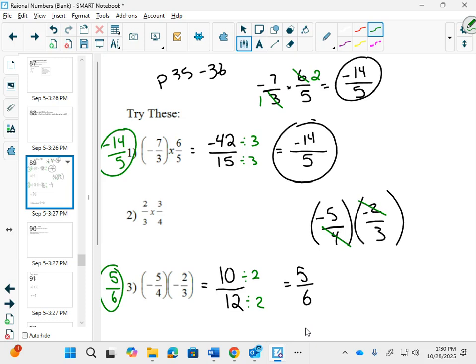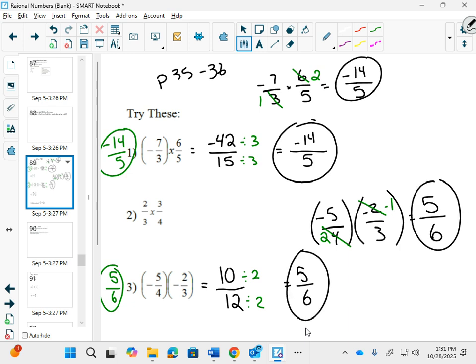If I divide this by 2, it would be a -1. If I divide this by 2, it would be 2. And then when I multiply across the tops, -5 times -1 is +5. 2 times 3, 6. And I get the same answer. So, there is a quick review of multiplying. If you had mixed numbers, you would change them to improper fractions first, and then do the same rules.